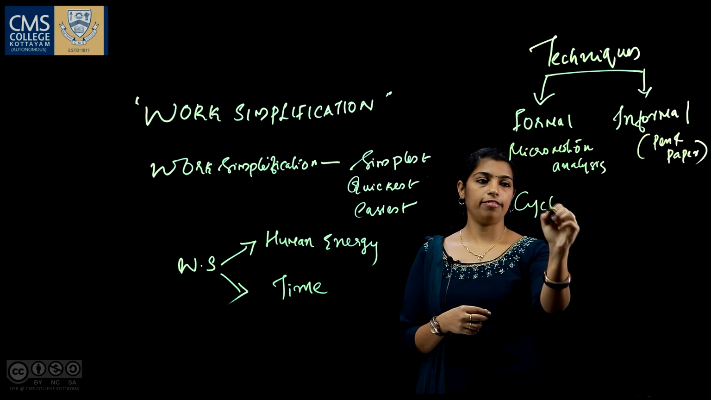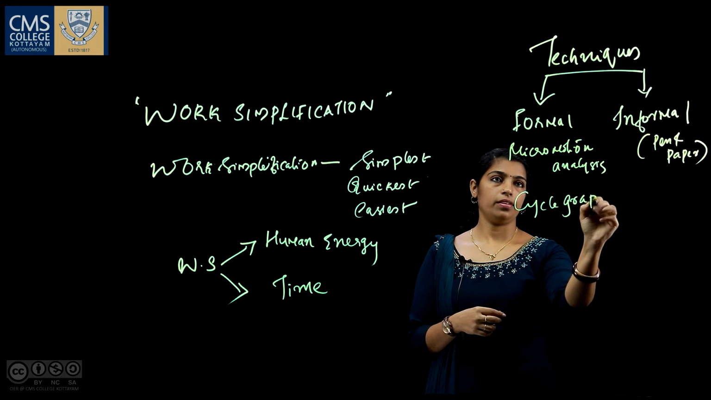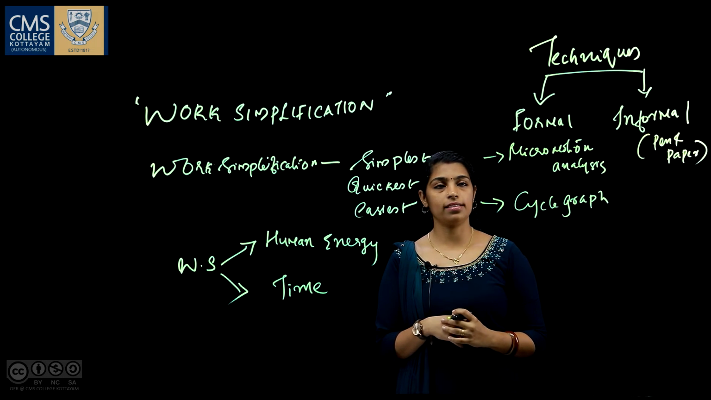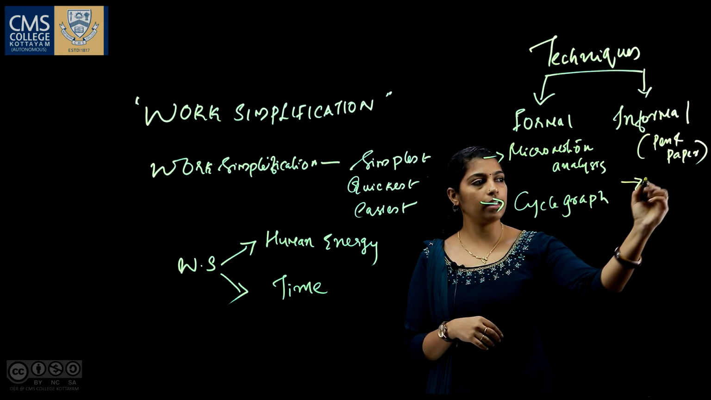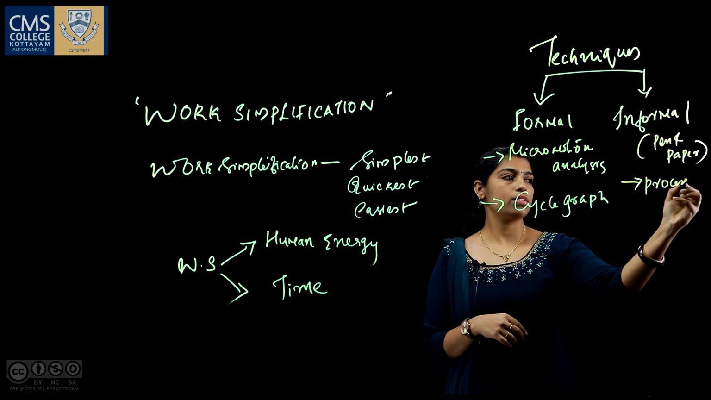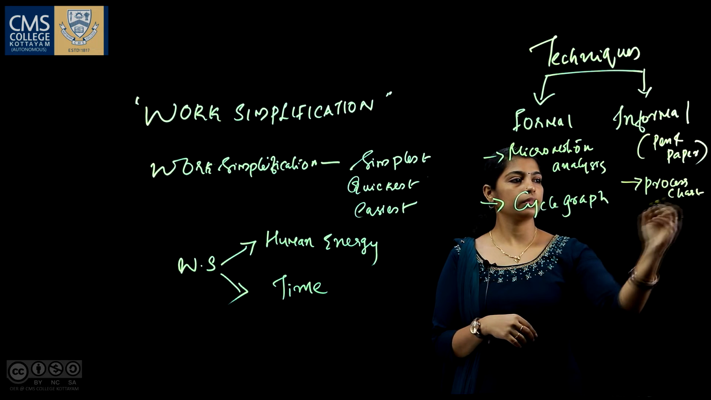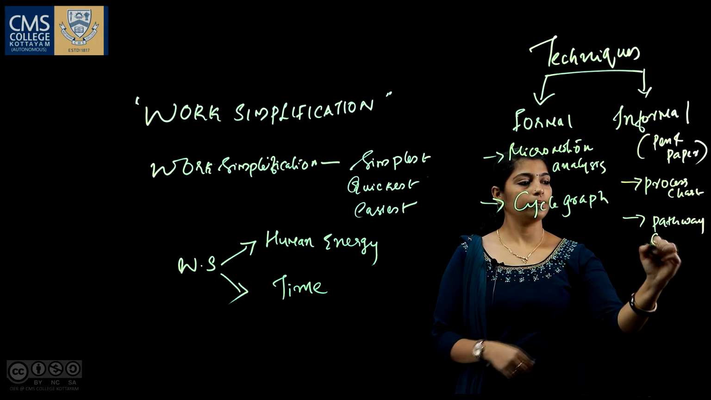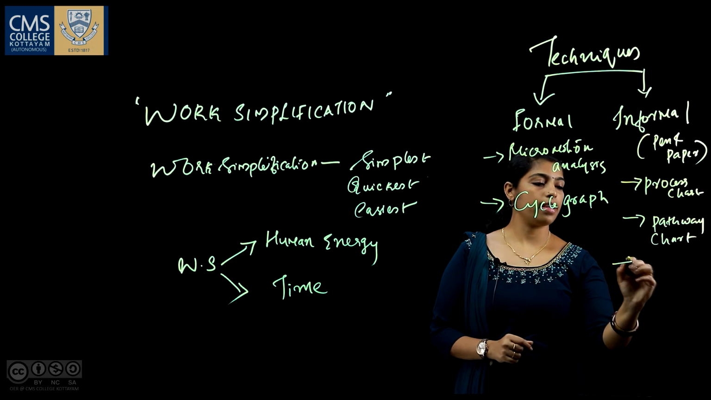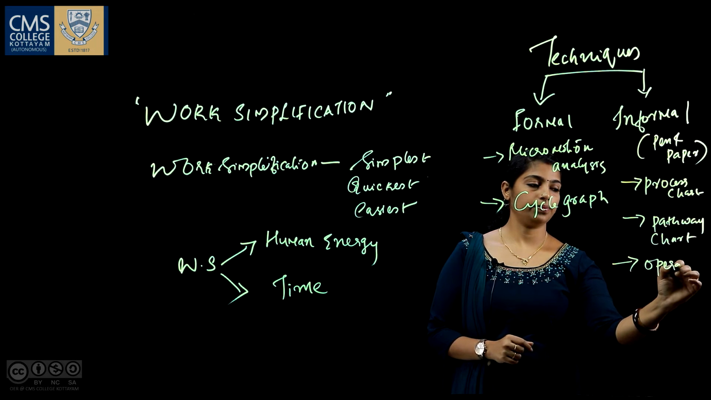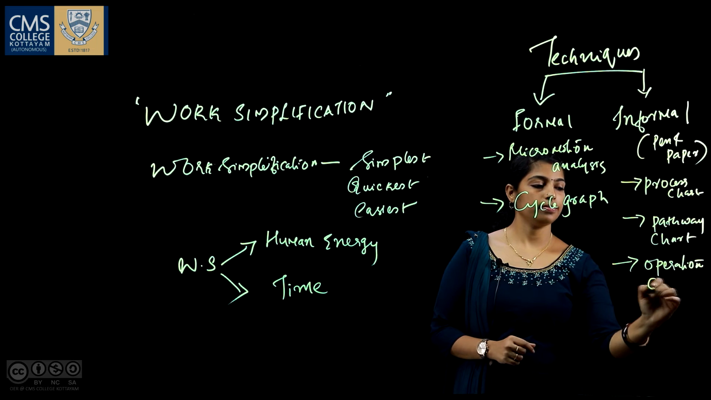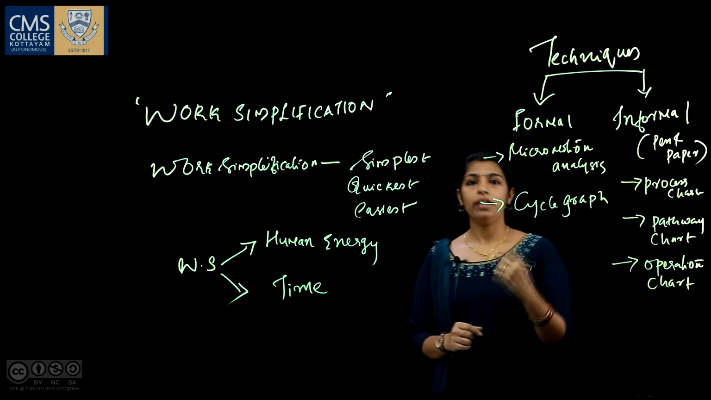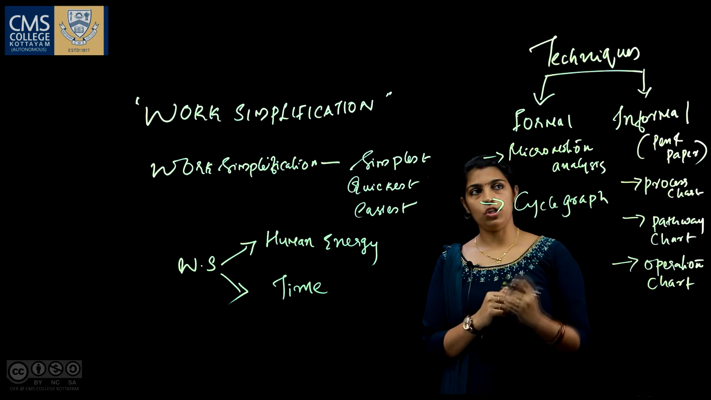So, the formal techniques include micro motion analysis and the cycle graph. These are the two important methods of formal techniques, and informal technique includes process chart, pathway chart and operation chart. Now, let us see each technique individually.